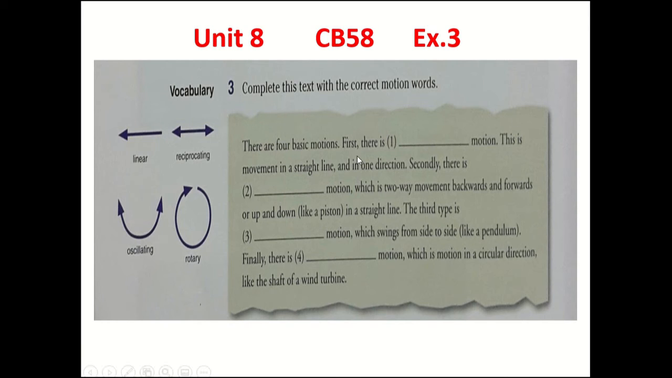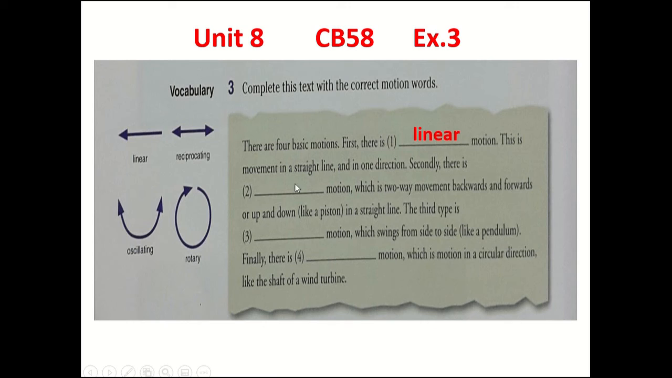We'll try to look for words or phrases that will help us to know the correct motion word. So here we say first there is this motion, we don't know which one, but now when we read further, this is movement in a straight line and in one direction. So this one here is linear. Straight line and one direction. So now do the rest.